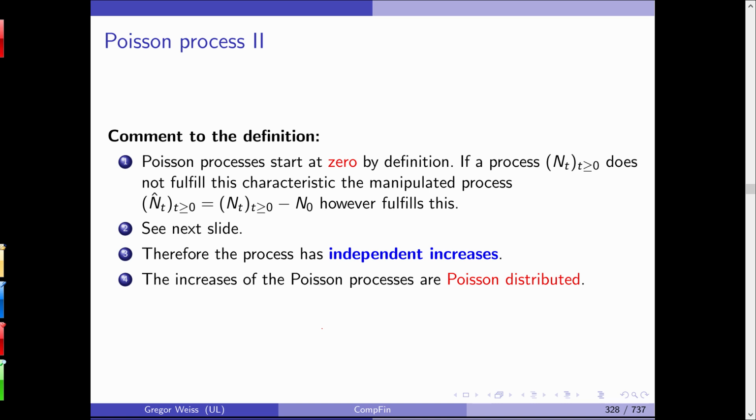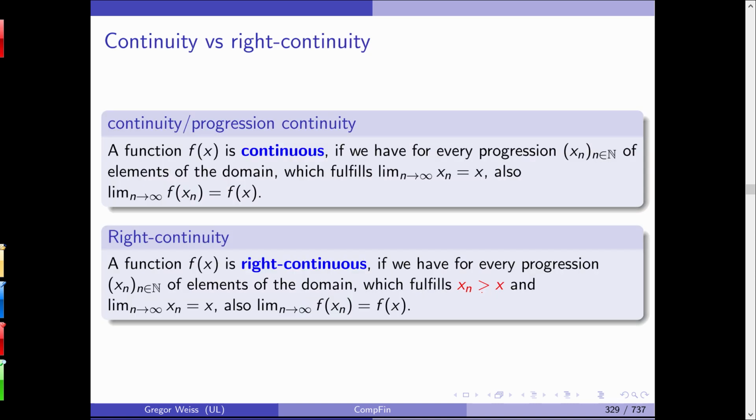Okay, so Poisson processes start at 0. On the next slide we can see the continuity property. The process has independent increments, and those increments are Poisson distributed. So this is the proper definition of right continuity.